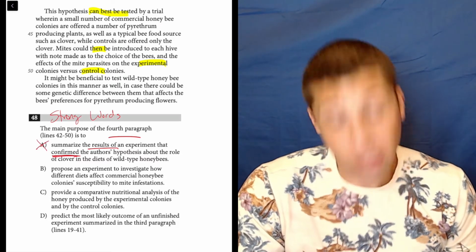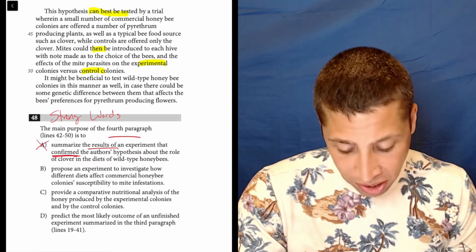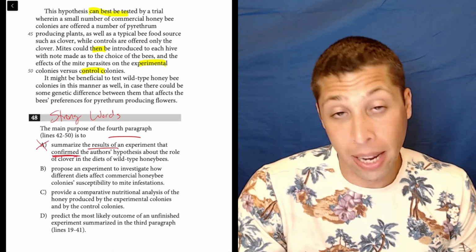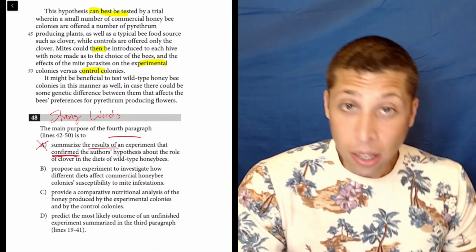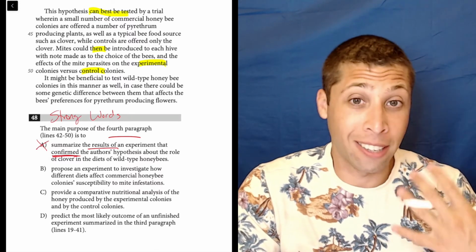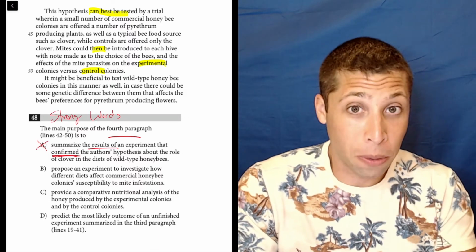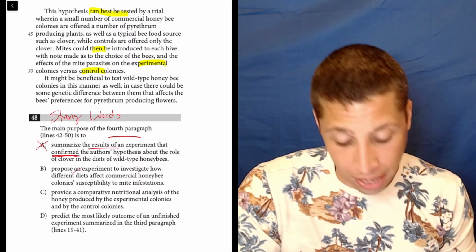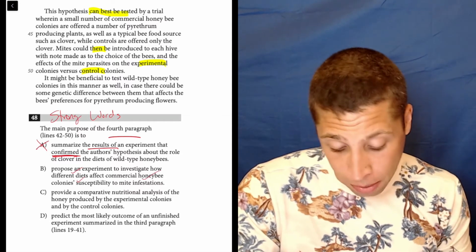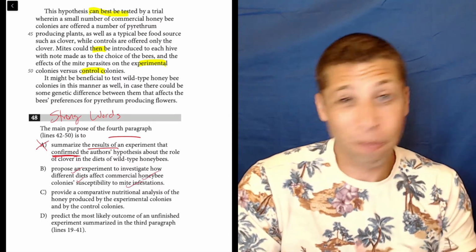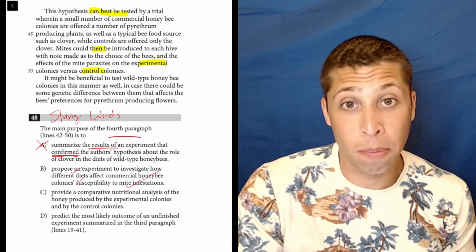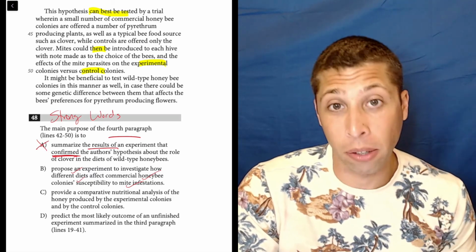B, propose an experiment, that sounds pretty good, to investigate how different diets affect commercial honeybee colonies' susceptibility to mite infestations. Well, look, that's a very science-heavy choice, but there's a lot that I just intuitively noticed that seems pretty good. Propose an experiment, yeah, that checks out. They're definitely talking about what they eat, and they're talking about honeybees, and they're talking about mites, right? So I would just leave it there and be like, okay, that seems good enough. Let's see if anything else is also good, and then we can dive deeper if needed.